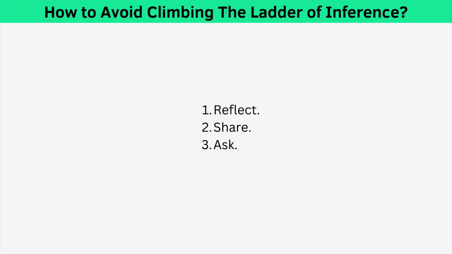So how do you avoid climbing the ladder of inference? Well, there are 3 simple steps you can take. Firstly, reflect. So take time to reflect on the soundness of your logic before making any decisions. Do this from a position of understanding that your reasoning may be flawed because you're missing some of the facts. 2, share. So take time to share with others the decision you're about to make and the logic behind it, why you're making this decision.